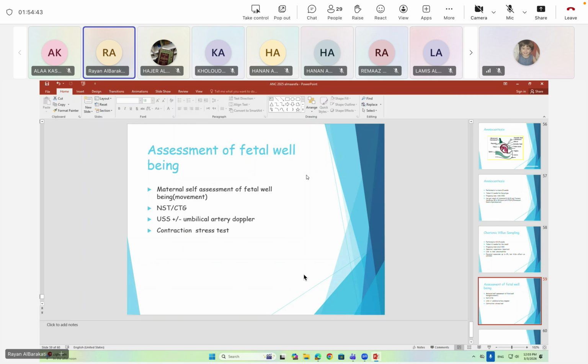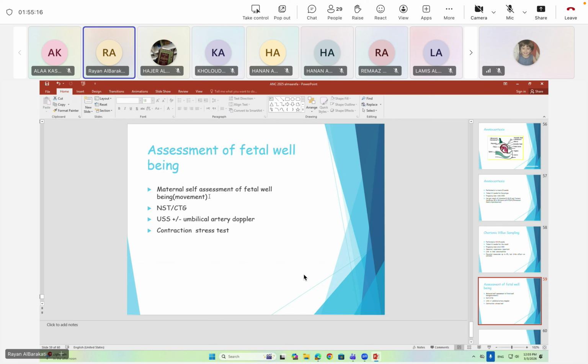Assessment of fetal well-being, maternal self-assessment of fetal well-being. This is usually done in the third trimester, and it is done by different methods. Either we do the NST or CTG, the non-stress test, or cardiotocograph. Also, we can do a contraction stress test. Also, we can do ultrasound plus or minus umbilical artery Doppler. We do venous Doppler for the umbilical artery.